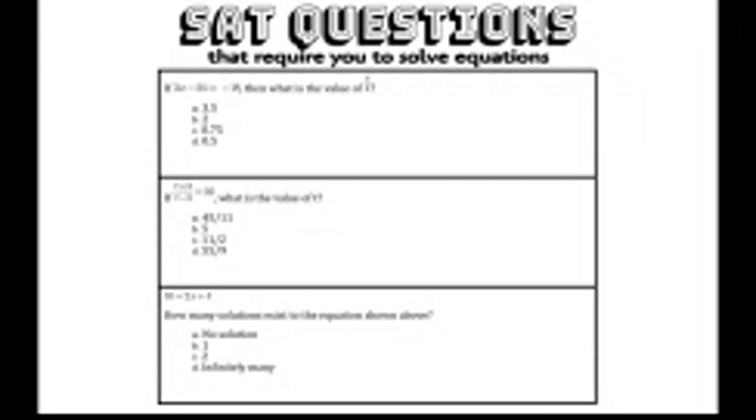All right, and our last type of problem gives us an equation, 10 equals 2x plus 4, and asks how many solutions exist to the equation shown above. So if we're being asked this, the easiest thing we can do is solve this on our own and then figure out how many solutions exist once we have our answer. So if we take our equation and we write out, we have 10 equals 2x plus 4.